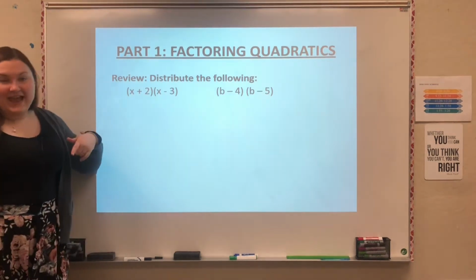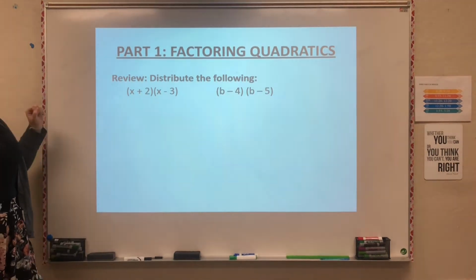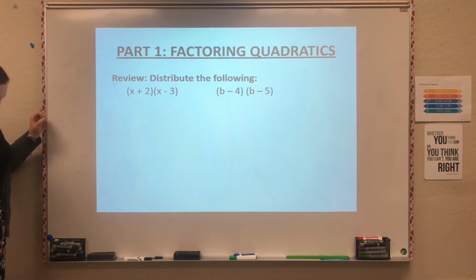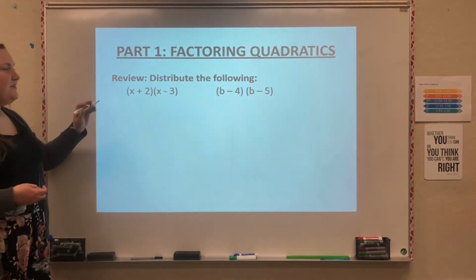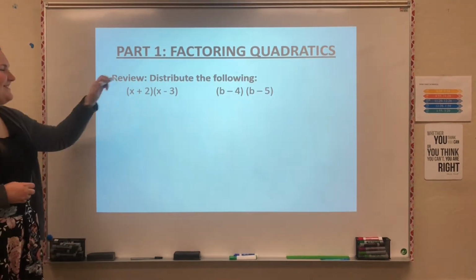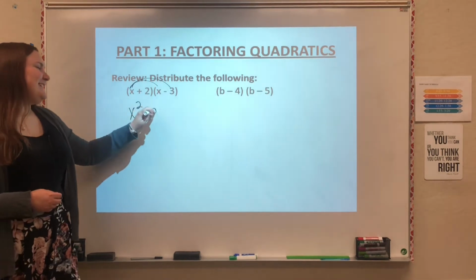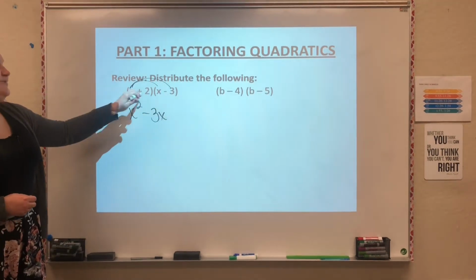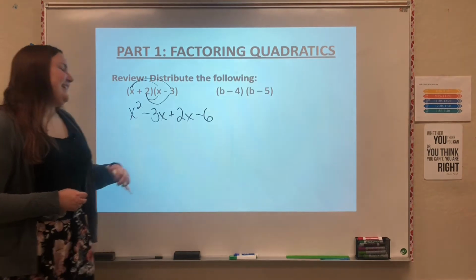Back in Algebra 1A, we learned how you would multiply these. Go ahead and distribute this first one. If you need a quick refresher when you are distributing, you're going to multiply x with everything in the second parentheses and then the 2 with everything in the second parentheses. So when we do that, x times x is x squared. X times that minus 3 is minus 3x. And then when we multiply the 2 times x is 2x. And then 2 times that minus 3 is negative 6.